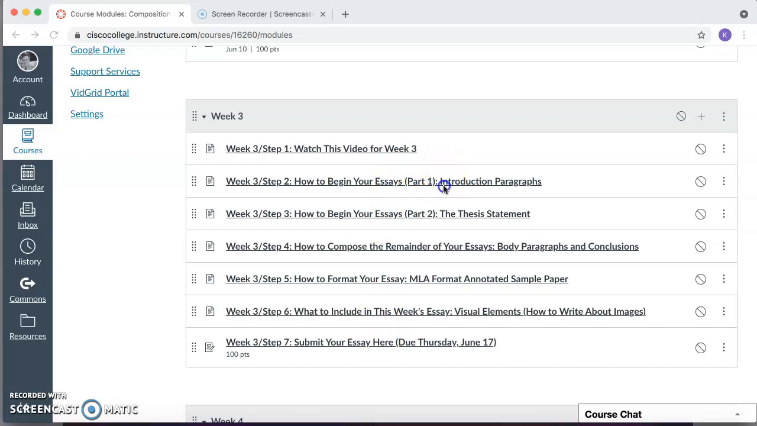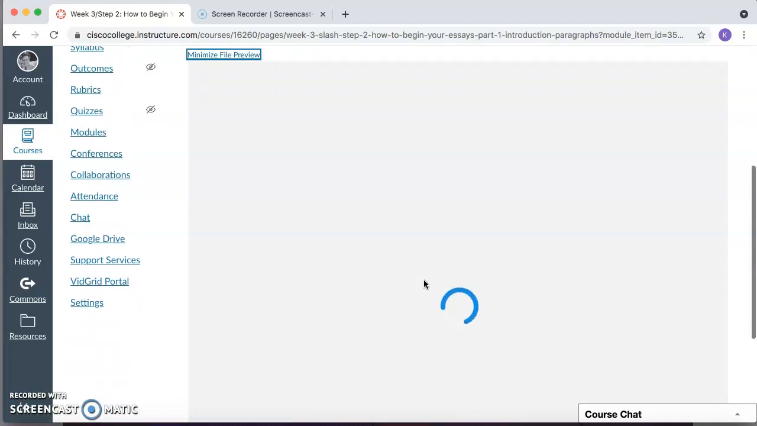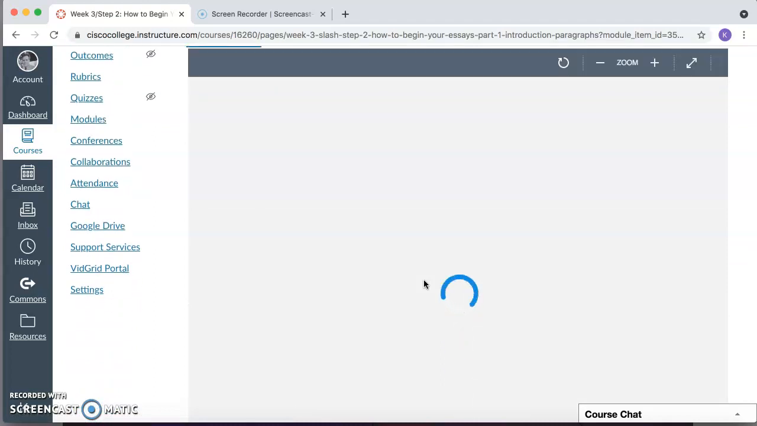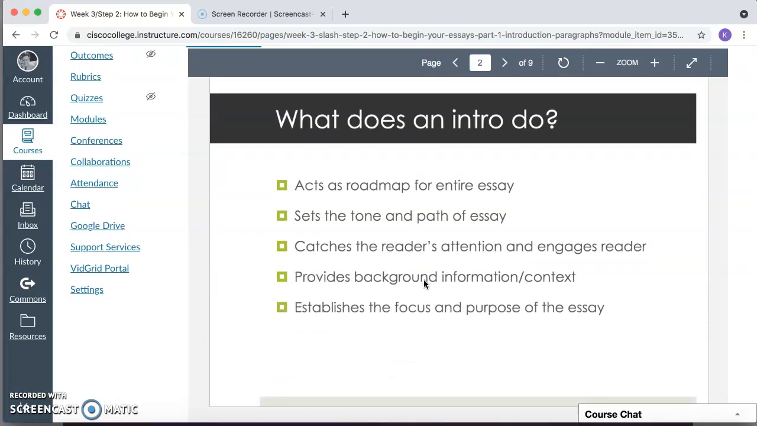All right, so let's get started with introduction paragraphs. These are obviously what you do to introduce your topic or introduce the main idea of your essay. But how do you do that? Well, think about what an introduction should accomplish. It's a roadmap for your entire essay. It sets the tone, it catches the reader's attention, you're providing background information and context, and you're establishing the focus and purpose of the essay in your thesis statement.